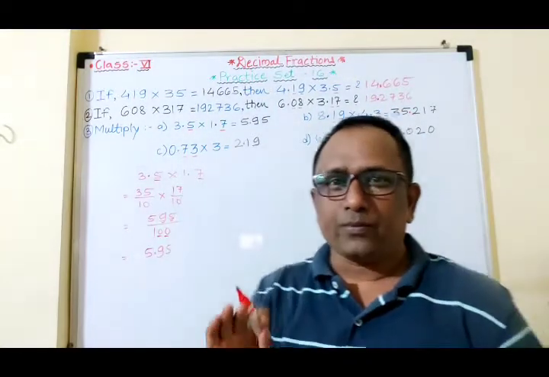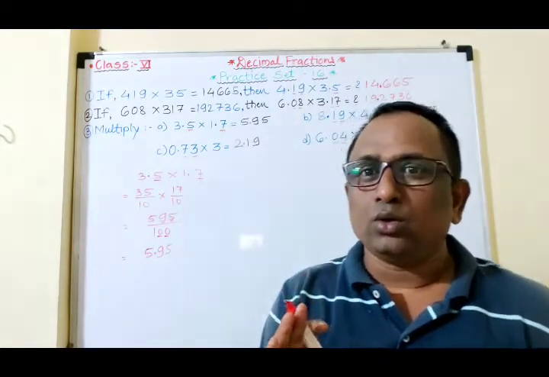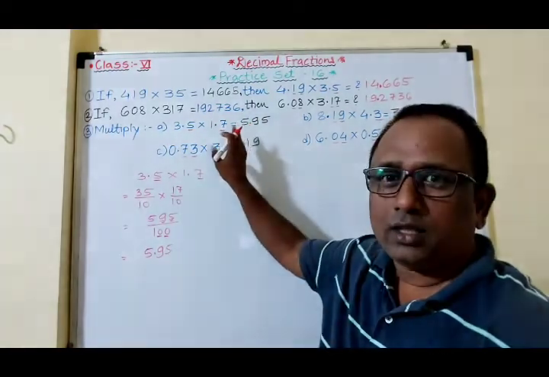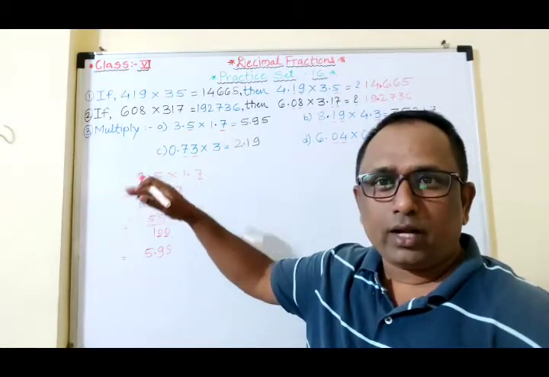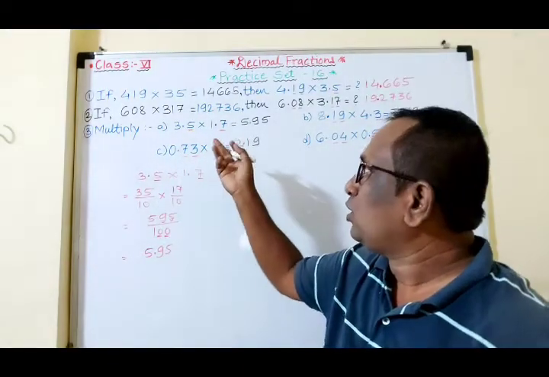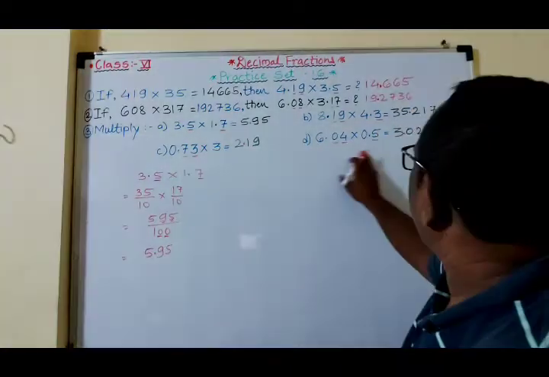Whatever method you feel is easy for you, you can use that method to solve the examples. First I told you to directly do the multiplication. Forget the decimal point and directly multiply. And when you get the answer, how to give the decimal point to the answer, I told you before. Now which example?